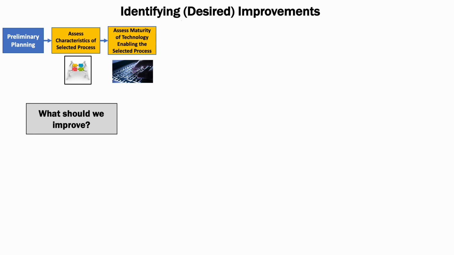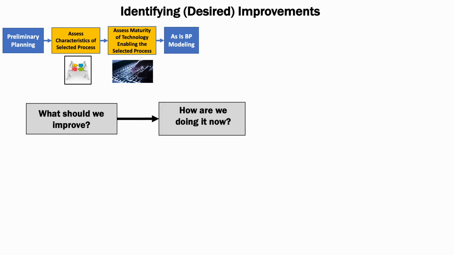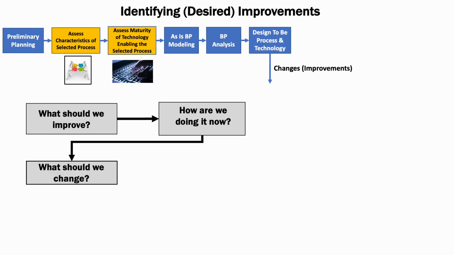The following three steps in the methodology include the processes to develop a detailed business process model, a detailed analysis of the as-is conditions, the design of improvements in the processes and technologies, and the identification of changes that we want to make.